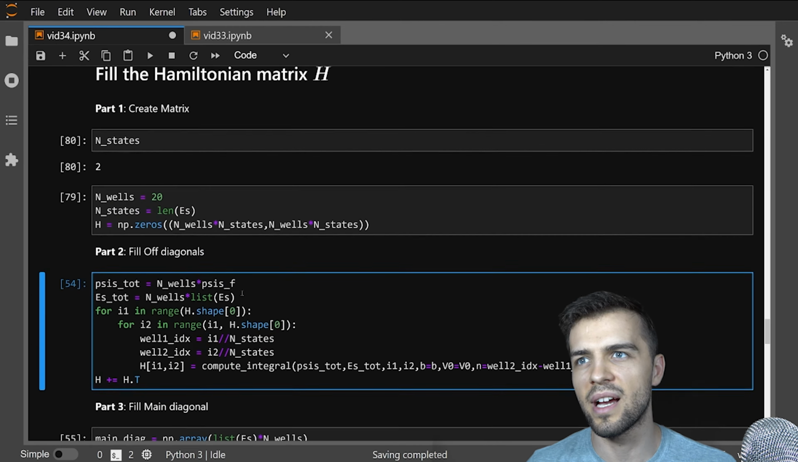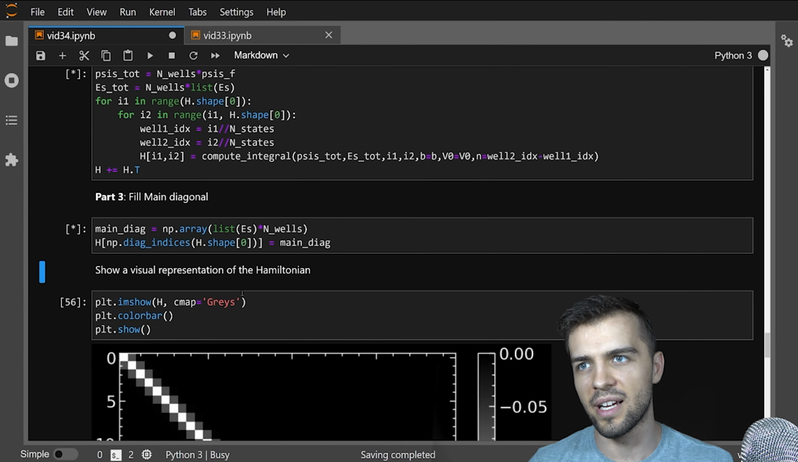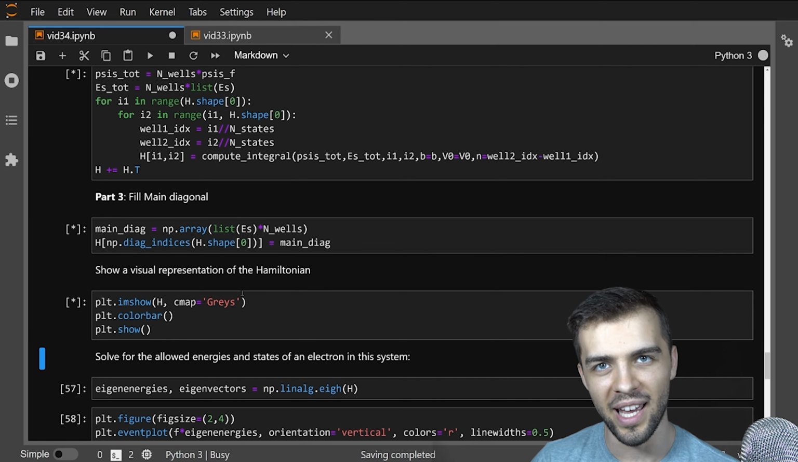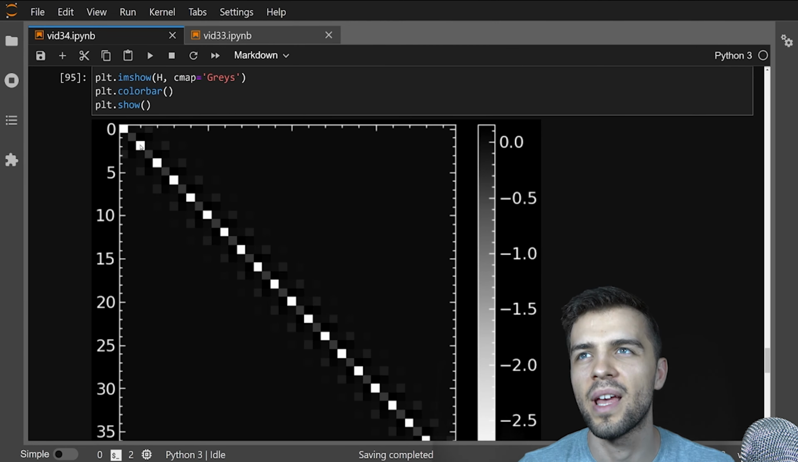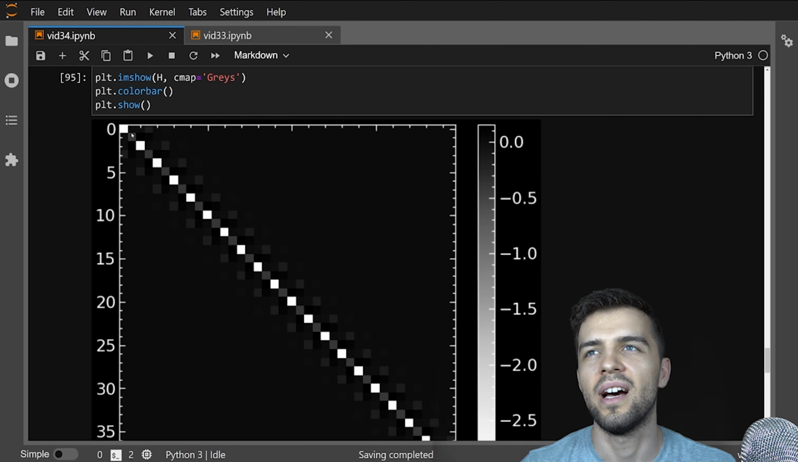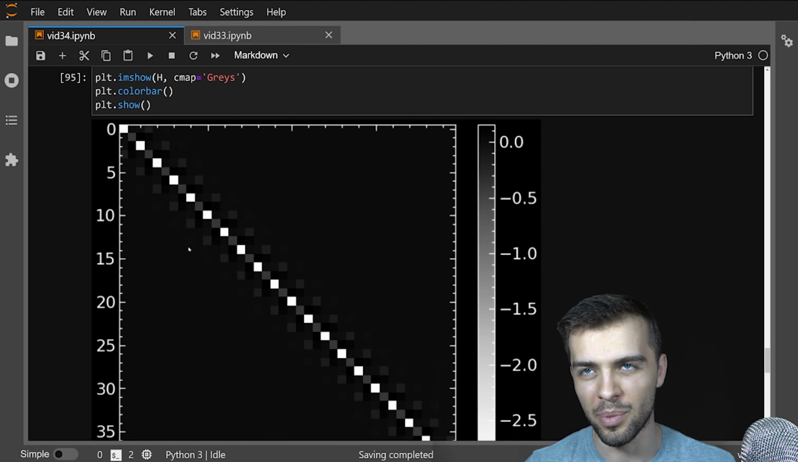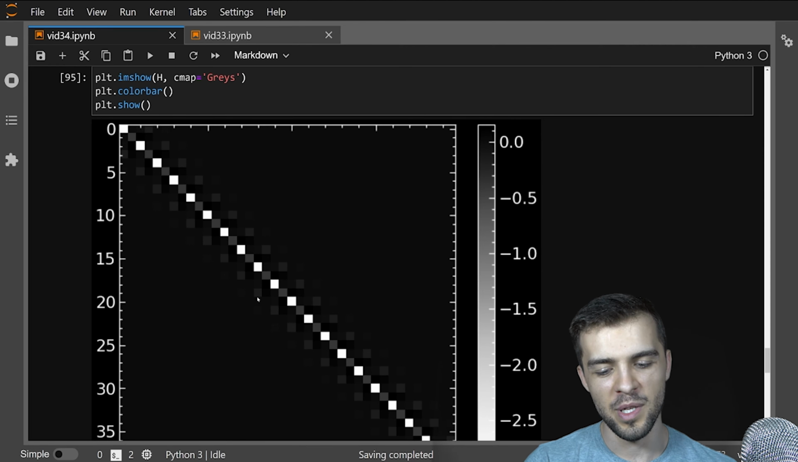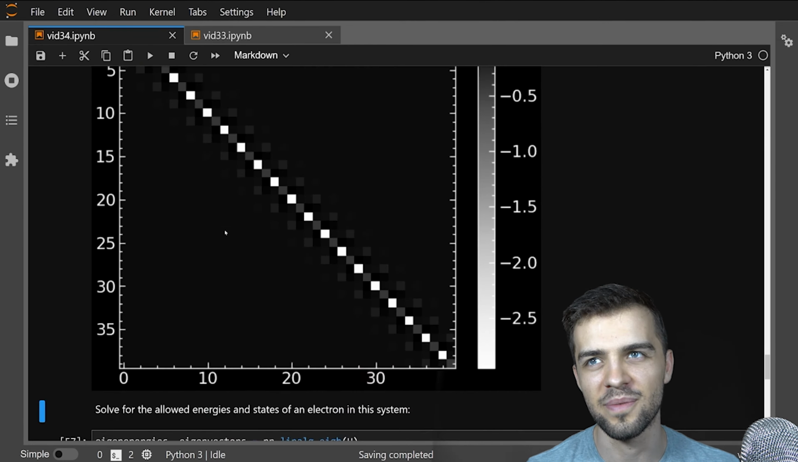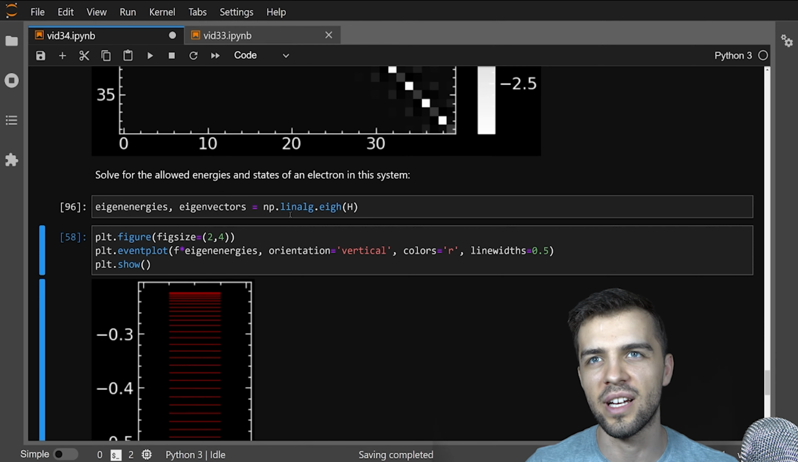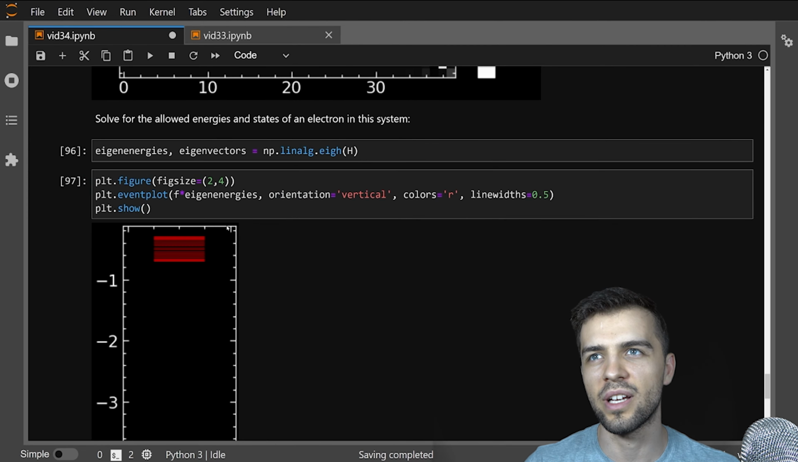So I do the same thing. I can fill my off diagonals and my main diagonal of my matrix, and then let's actually look at what the Hamiltonian looks like. And so now my Hamiltonian looks a little interesting. And so this is sort of the energy of the ground state of the 1st well, excited state of the 1st well, and you can see sort of the pattern is a little more complicated here for the Hamiltonian, which means we get more interesting behavior when we look at the eigenenergies and eigenvalues. So let's solve for the eigenenergies and eigenvalues of this matrix, and let's look at the allowed energies.